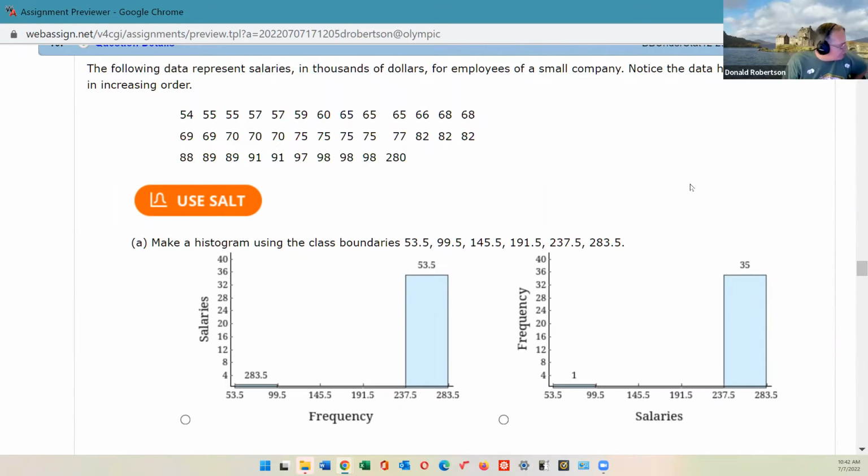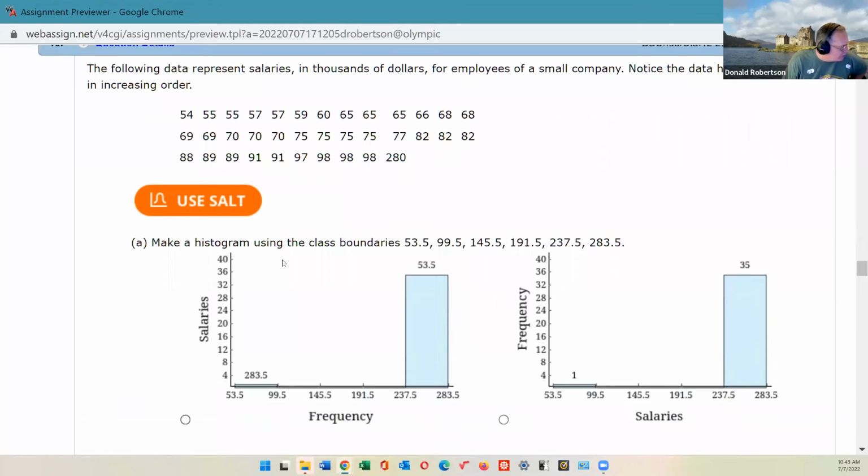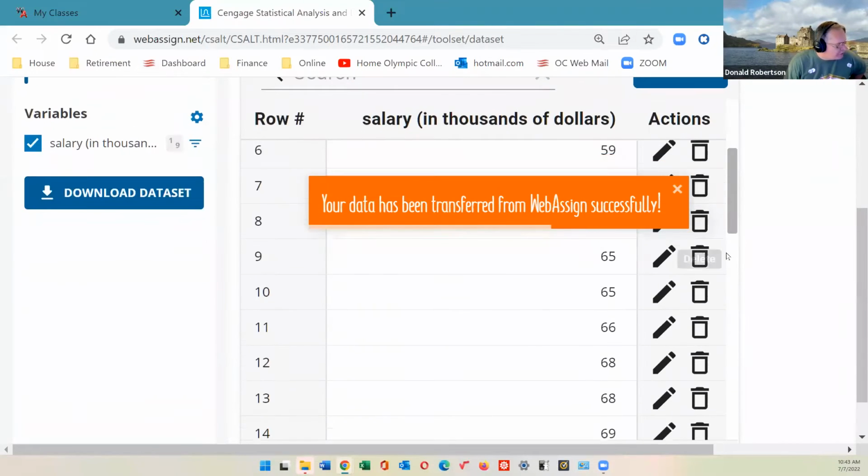So this is our next question. Here is a set of data starting at 54 and finishing at 280. And it says here, make a histogram. So we're going to do that histogram again, and it's going to have an outlier and so on. And the boundaries are actually given to us here. So if you look at this interval here, 53.5, 99.5, and so on, I should just be able to hit set. Let's check. 1, 2, 5. Okay. So we'll go in here. There's our data.